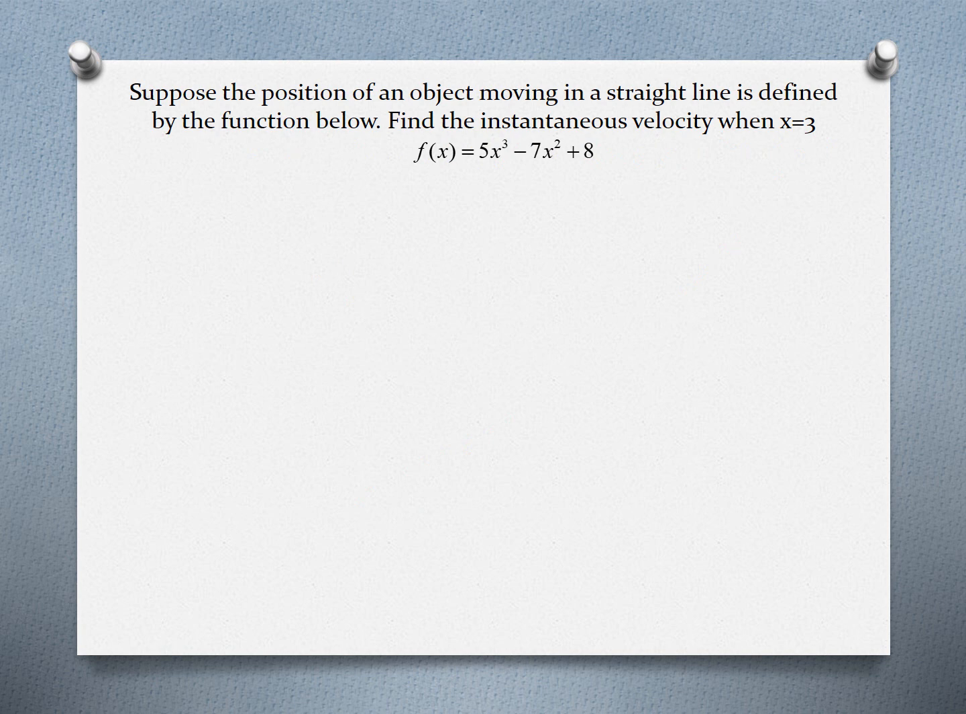In this example, suppose the position of an object moving in a straight line is defined by the function f of x equals 5x cubed minus 7x squared plus 8x, and we want to find the instantaneous rate of change when x equals 3. Now remember, we need to know where x is, the location on the x-axis, in order to find the instantaneous rate of change. So I'm going to apply the formula we've been given and substitute. I'm coming in from x plus h, wherever that h is, and landing on x. And so I'll substitute these.